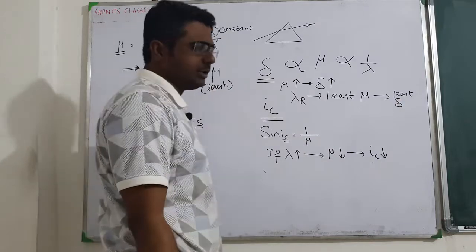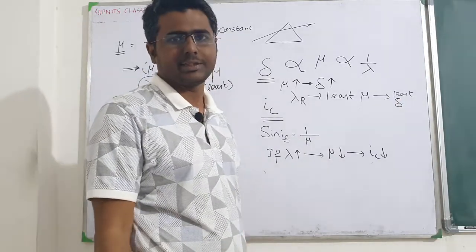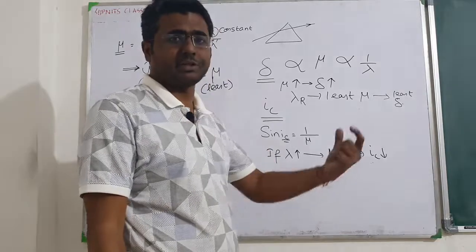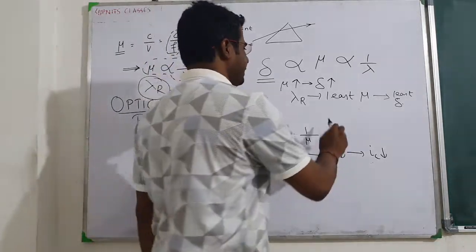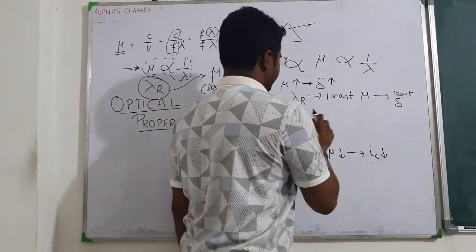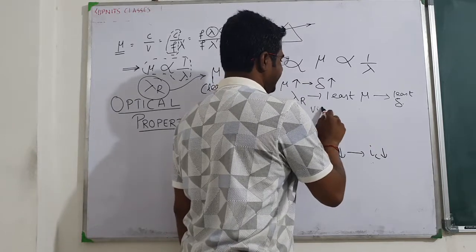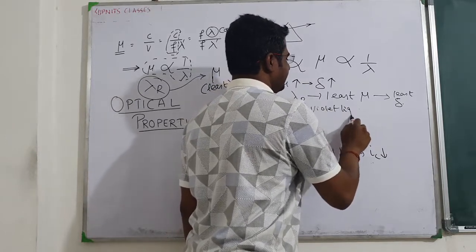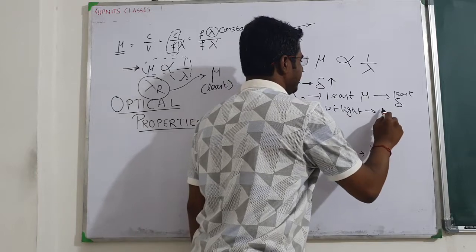What was the question? The question was which color of visible light has the most deviation, the largest deviation. Obviously it will be violet light, most deviation, correct.